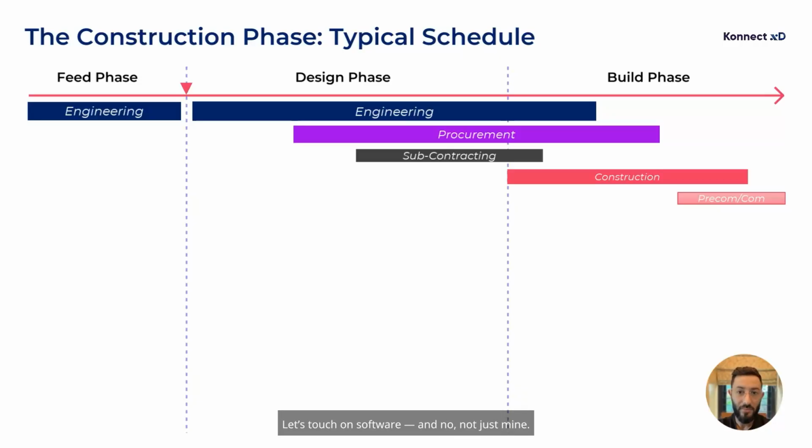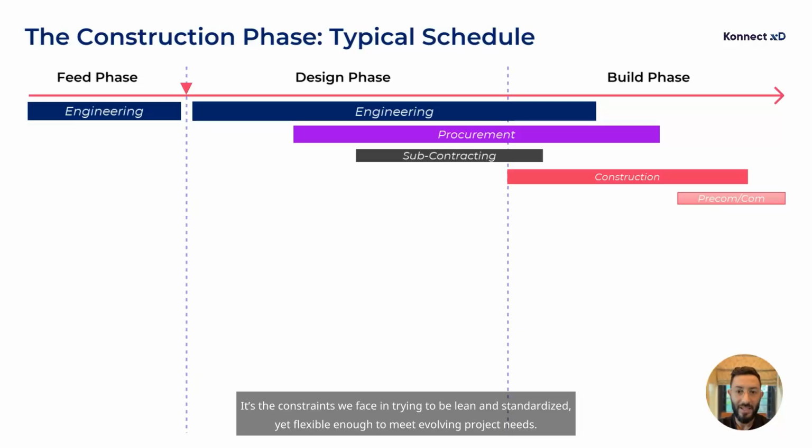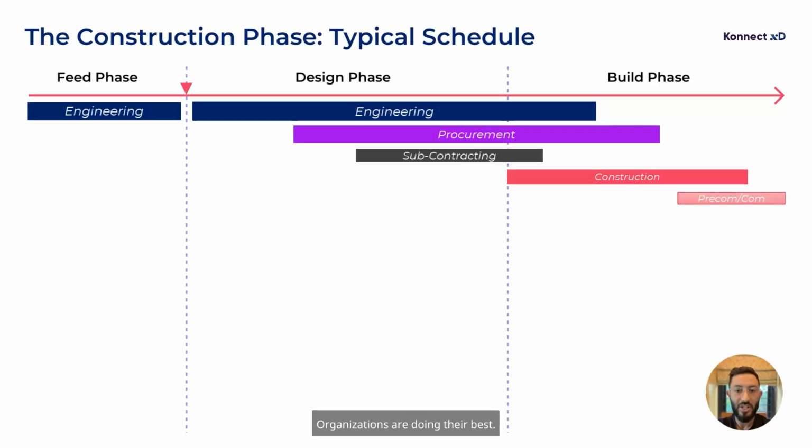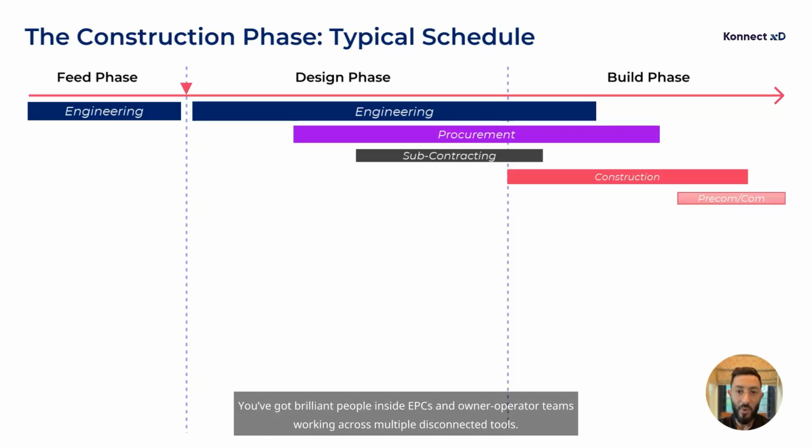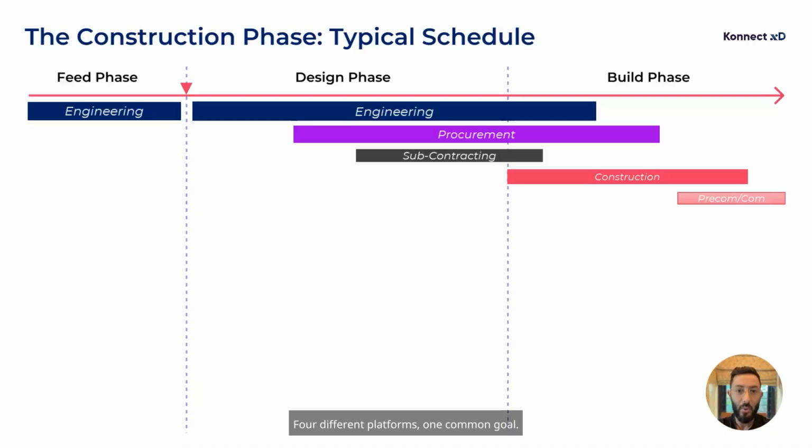Let's touch on software. And no, not just mine. Aveva, for example, fantastic platform. I know some of you in the room probably use it. The thing is, software alone isn't the issue. It's the constraints we face in trying to be lean and standardized, yet flexible enough to meet evolving project needs. Organizations are doing their best. You've got brilliant people inside EPCs and owner-operator teams working across multiple disconnected tools. Four different platforms, one common goal. They work tirelessly to produce and deliver, even if it's siloed.